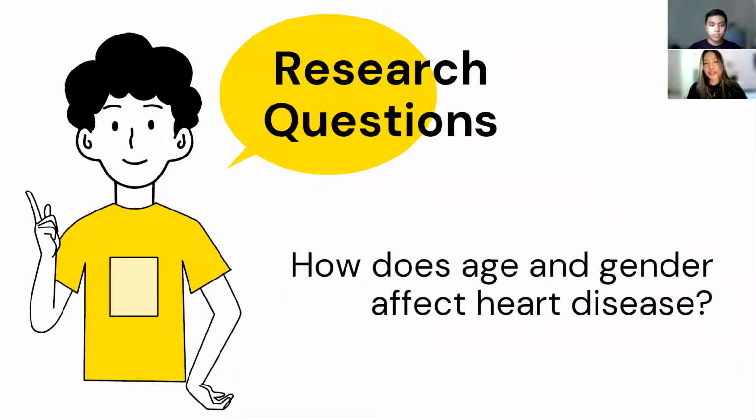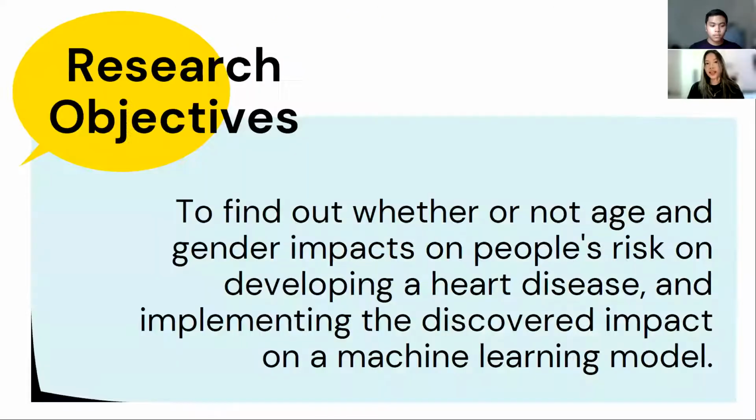And this leads us to the research questions. How do age and gender affect heart disease? In other words, our objective is to find out whether or not age and gender impact people's risk in developing a heart disease and implementing the discovered impact on the machine learning model.